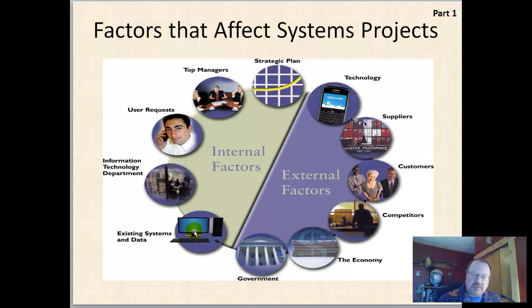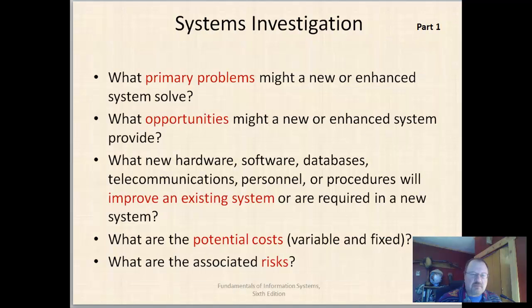Okay, now with systems investigation, what we're doing at this point is breaking down a little bit of the systems development life cycle.